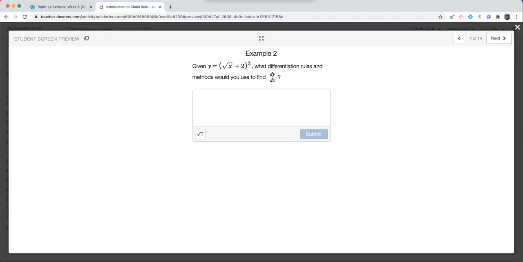Here we go. For the next example, we're also going to brainstorm together about what rules and methods we could use to solve this. Let's take a look at example number 3. Let me give you a few moments to think about that. How might you approach y equals sine x, and then squaring that whole thing? How would you try and find that derivative?